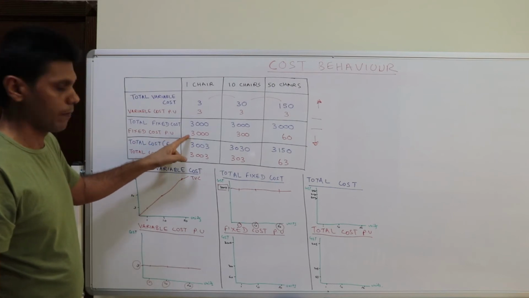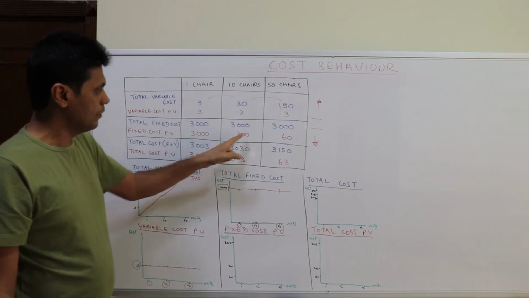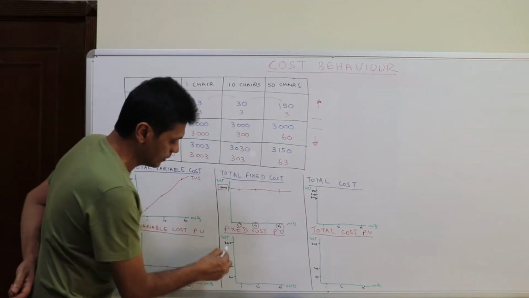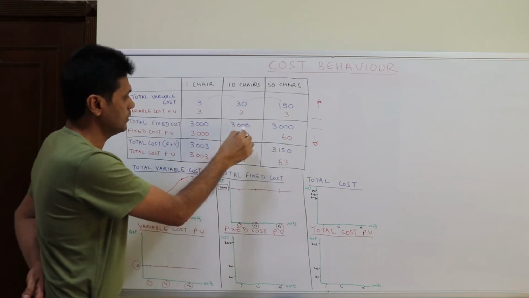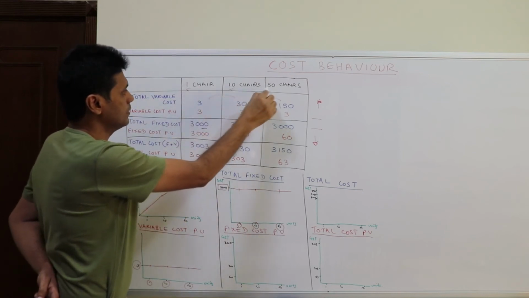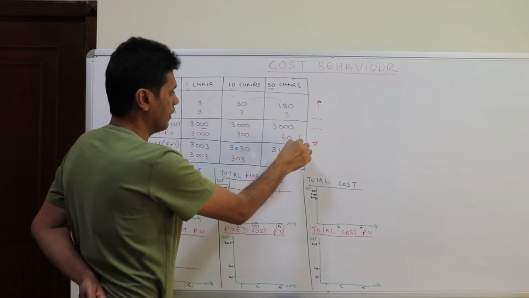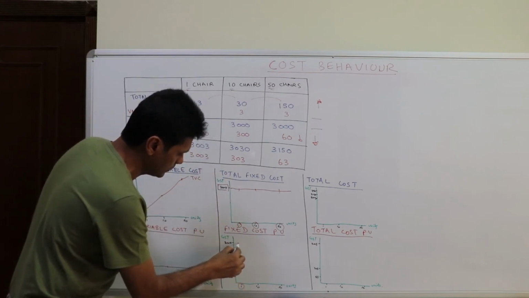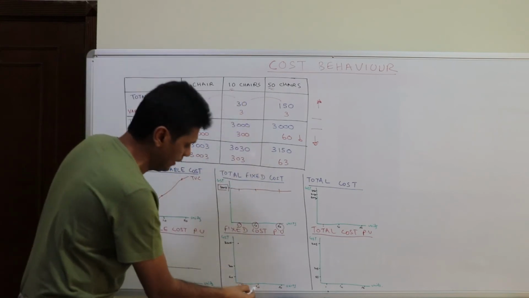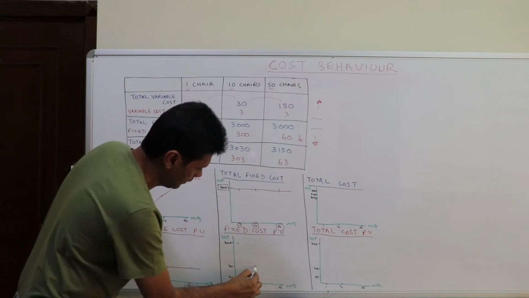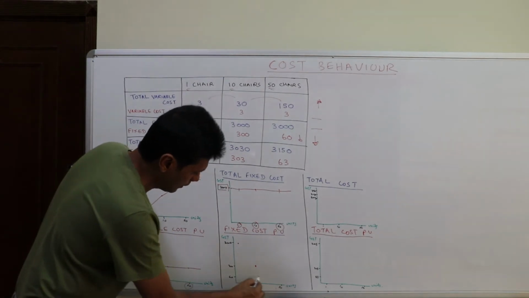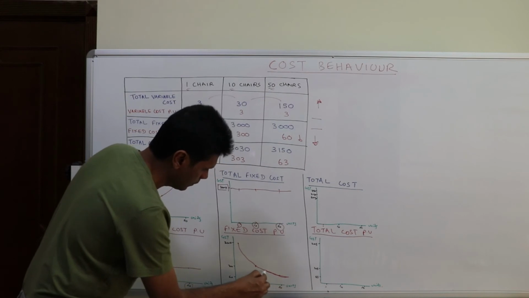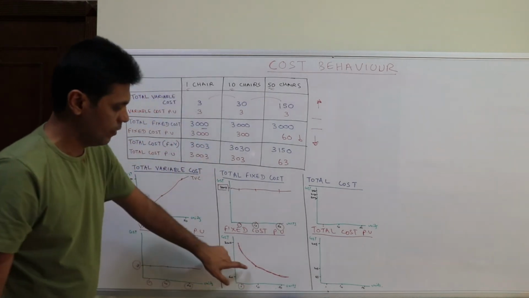When you take the fixed cost per unit, fixed cost per unit reduces as the activity level increases. When the activity level increases, the cost per unit reduces, because the total fixed cost is allocated among these units. As a result, the cost will reduce. So when you produce 1 unit, your fixed cost per unit is 3000. When you produce 10 units, it's going to be how much? 300. And when you produce 50 units, it will be 60. So therefore it is a downward sloping curve. So this is how your fixed cost per unit graph will look.